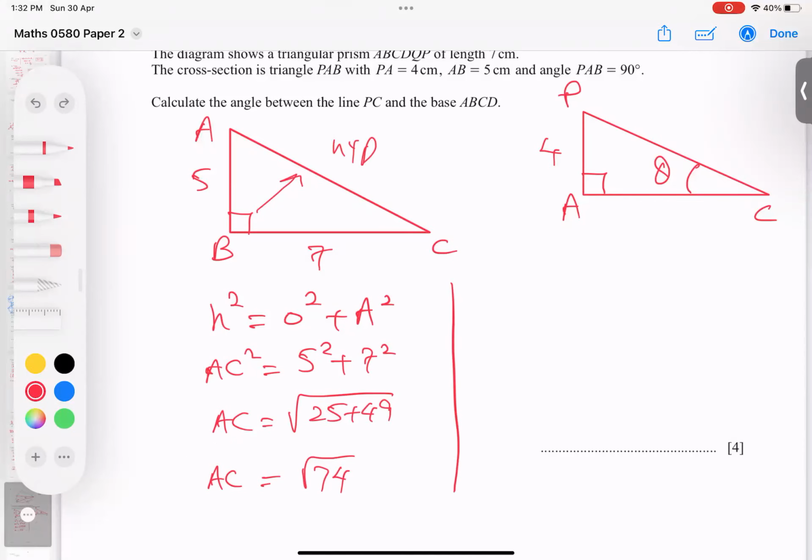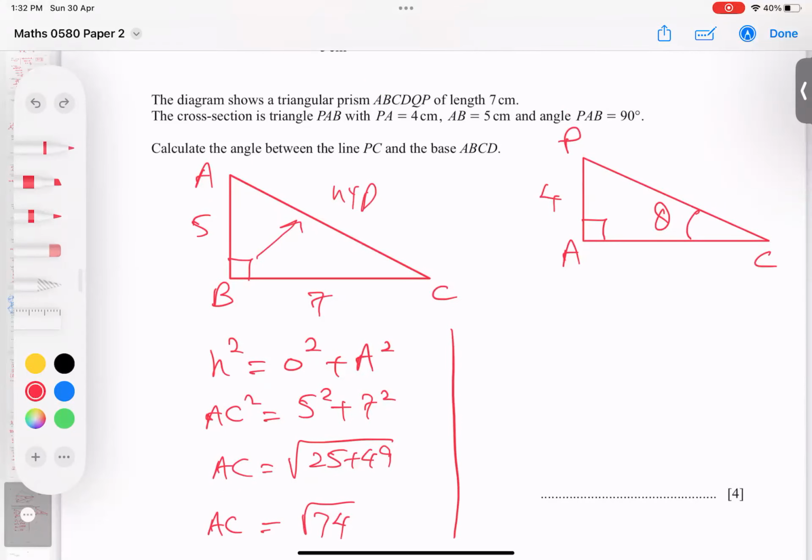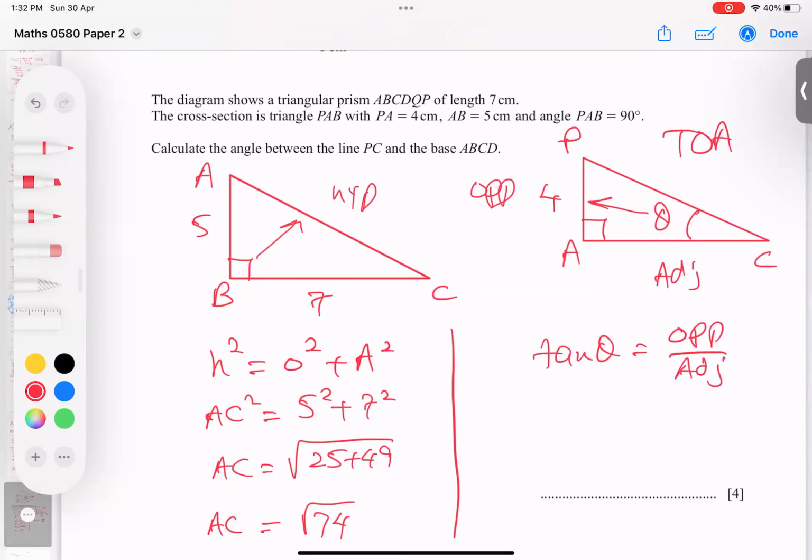So tan. Why tan? Because in front of this theta, this is opposite, and this is adjacent. So tan theta equals opposite by adjacent. And tan inverse goes there, because the opposite is 4 and the adjacent is AC, which is root 74. And when you type it in the calculator, students, the angle with the base is coming 24.9 degrees.